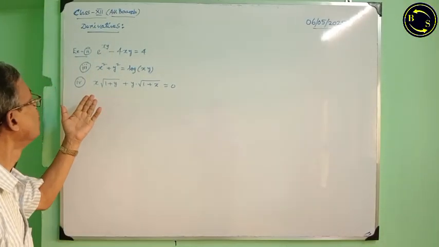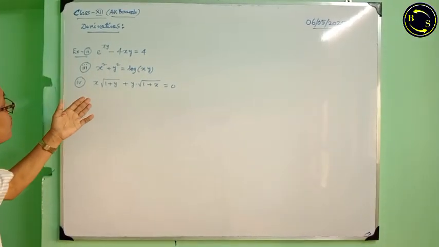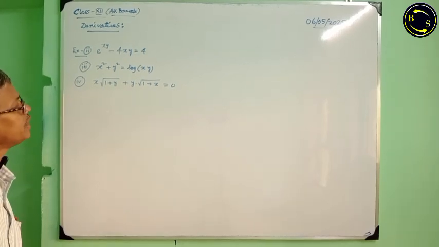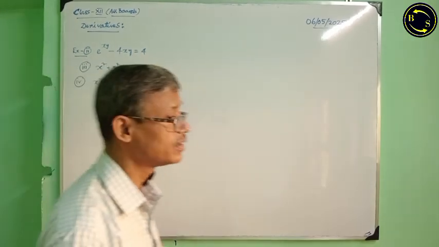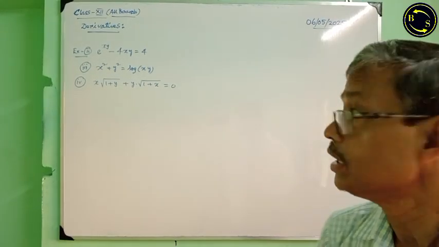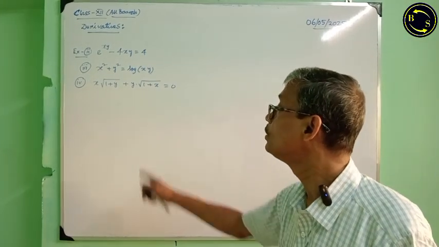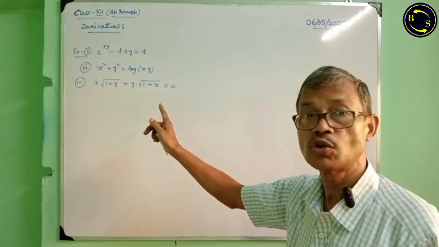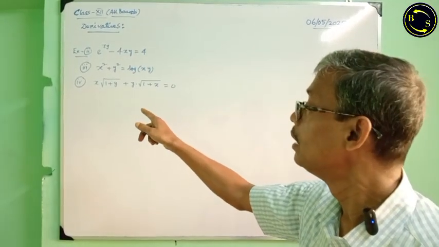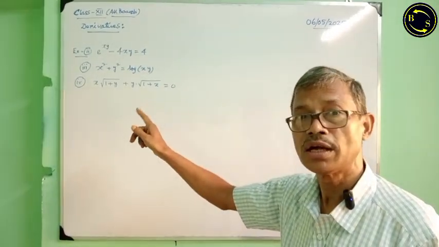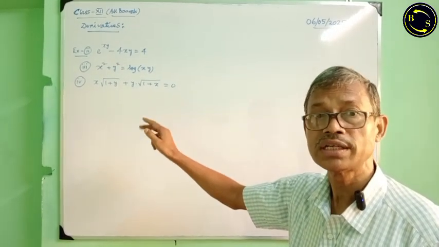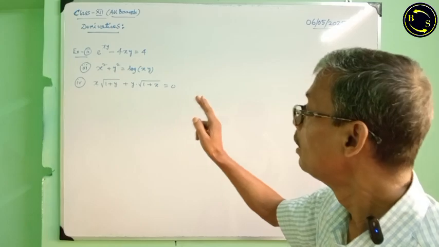Next sum, x root over 1 plus y plus y into root over 1 plus x, that is equal to 0. You see, if we try to express y in terms of x or x in terms of y, apparently we can't do that. That is why this is implicit form.